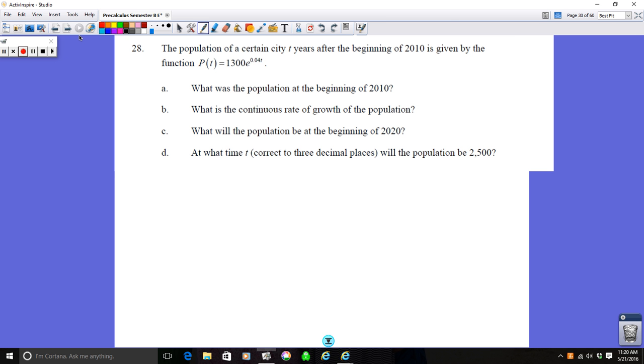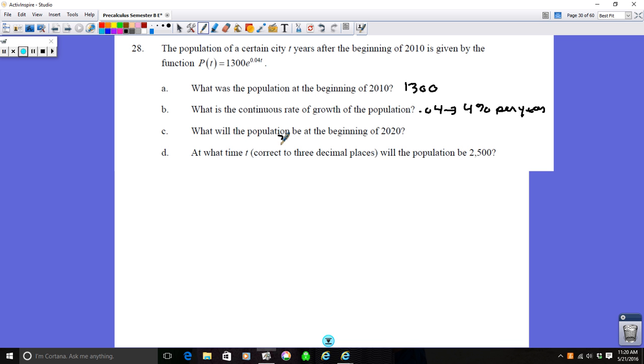Finally, they're giving you a formula. They're saying the population at the beginning of 2010 is given by this formula. So this is the initial population, which is 1,300. Rate of growth is the 0.04, which is 4% per year. Again, that's your r here. That's P-E-R-T. Principal, or initial amount, e to the r times t power. What's the population at the beginning of 2020?